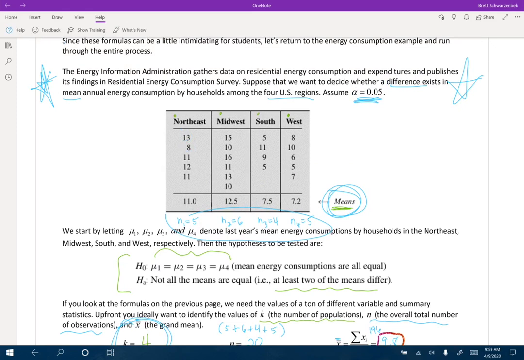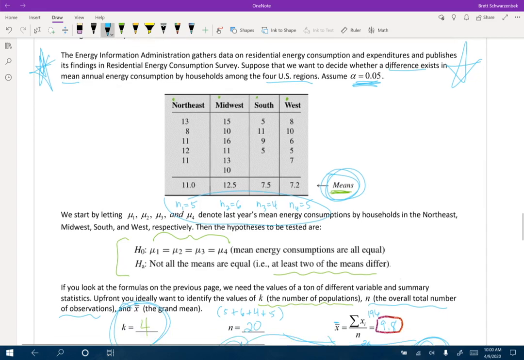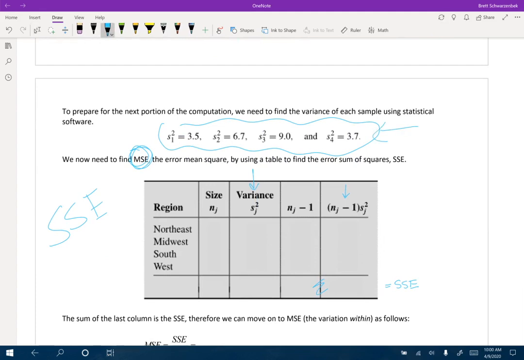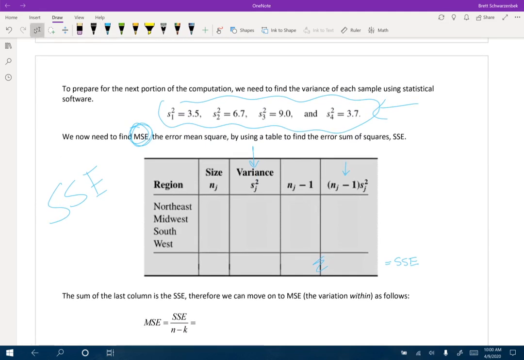Hold on. These 5 values, or these 6 values, we don't have that. So that means that would have to be calculated. We don't want to spend time doing that by hand, so that would be calculated with statistical software. I did it for you, and they are right here, which means we can throw those right in right away. 3.5, 6.7, 9.0, and 3.7.